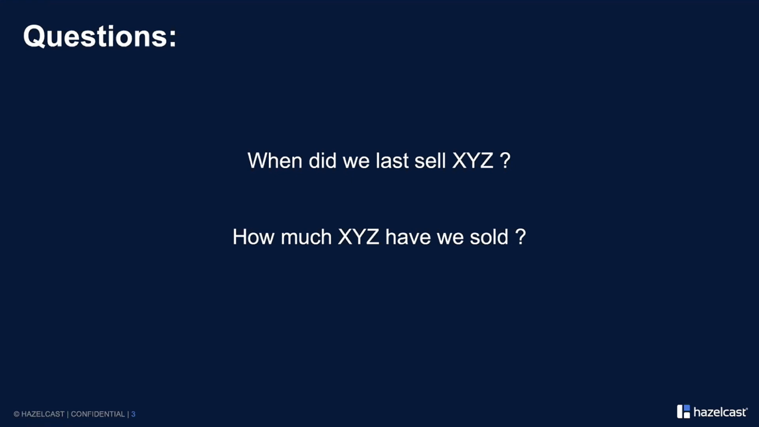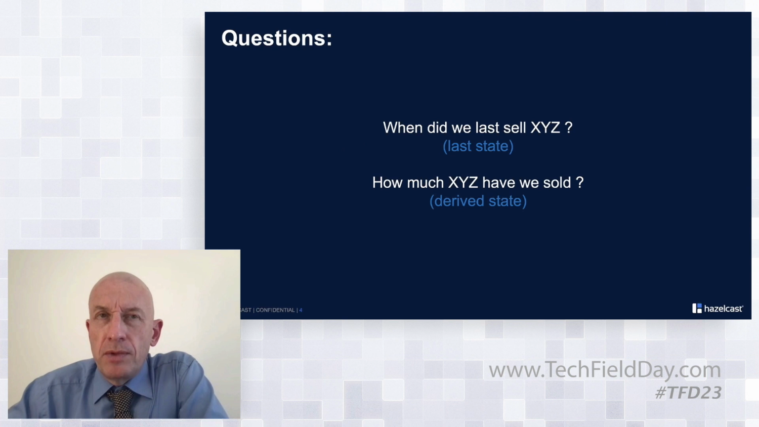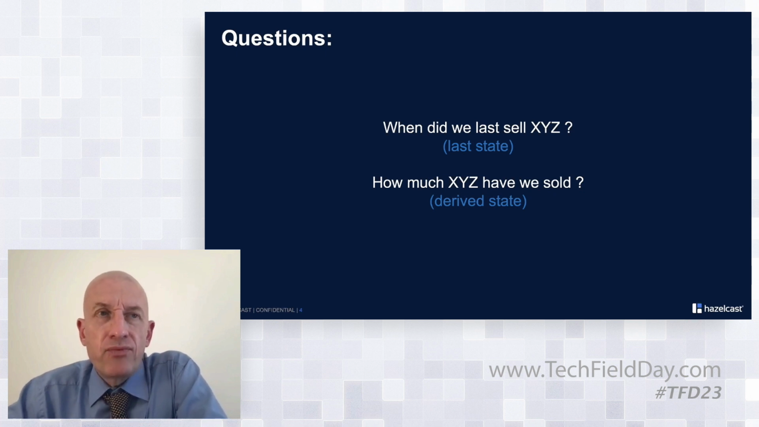When did we last sell something? And how much have we sold today? These are really basic what-if questions. And if you look at them in detail, where did we last sell? Well, that's a last state kind of question. How much have we sold is a derived state question.